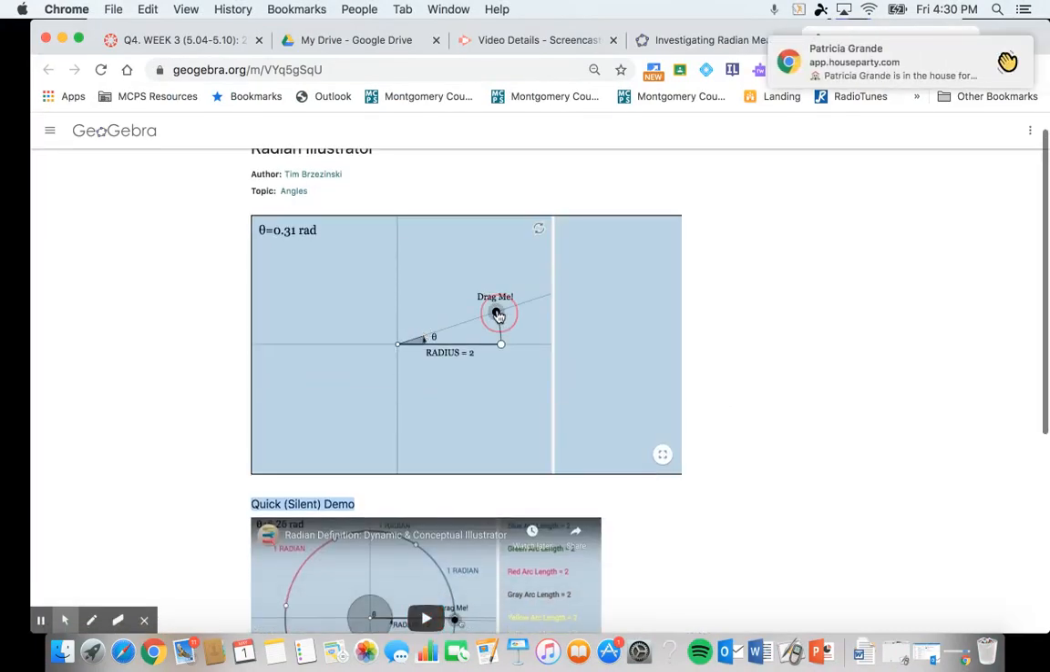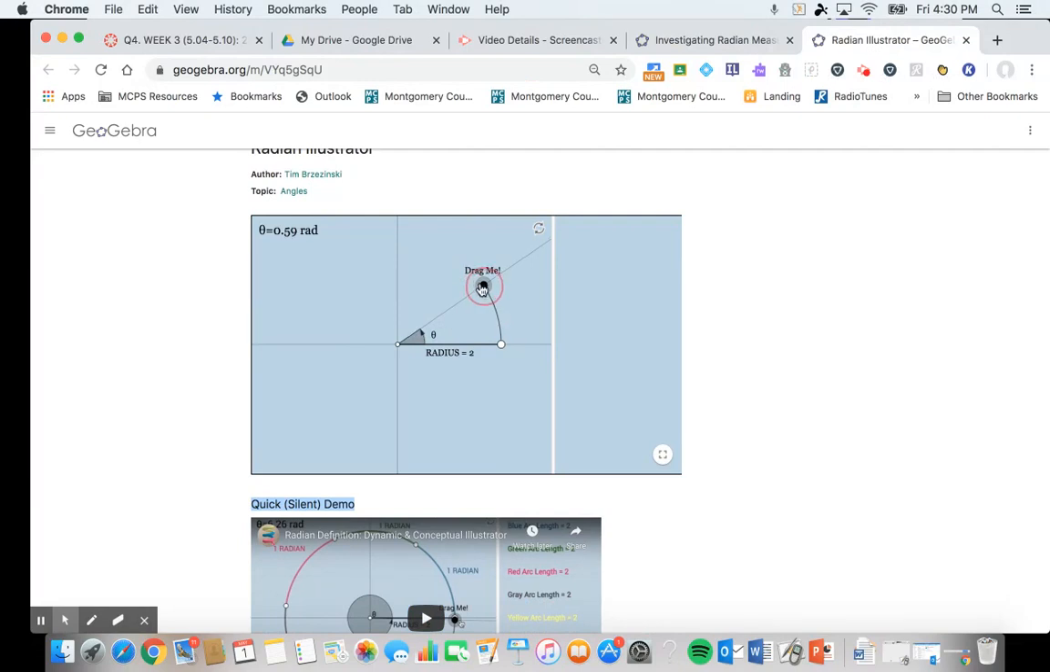I want to drag it. So if I drag this around, you can see right up here what's happening to the radian. So as I go there, oh, there's 1 radian. Oh, that's 2 radians. And look, we can tell the length of it. Oh, that's the radius.